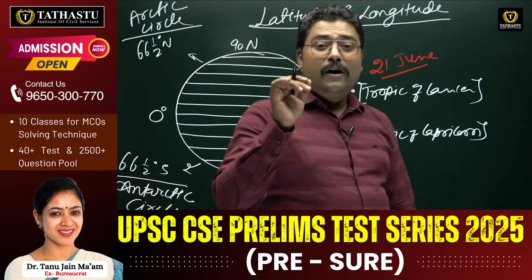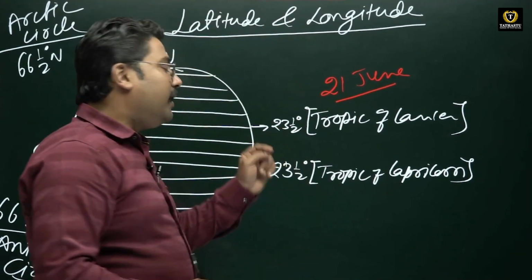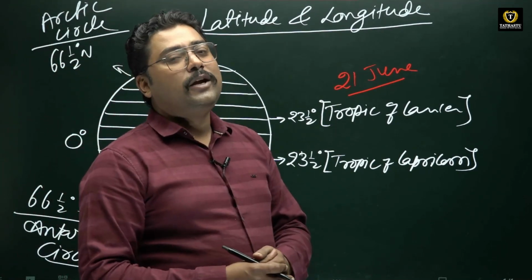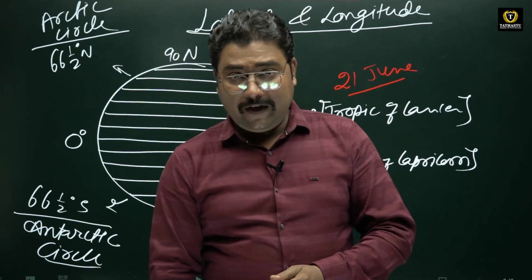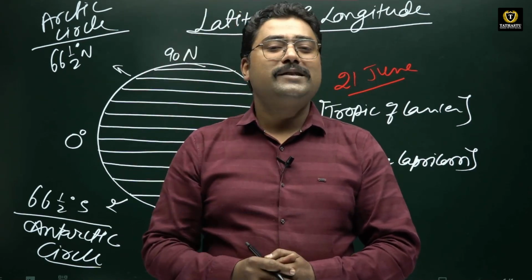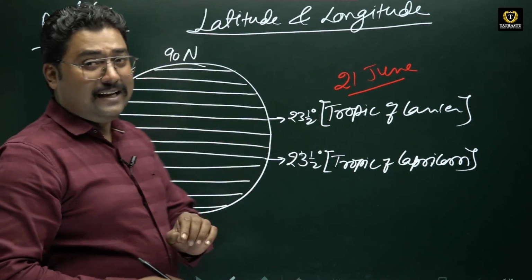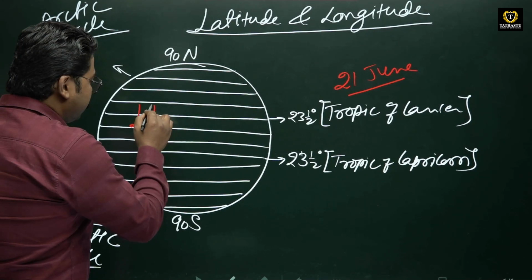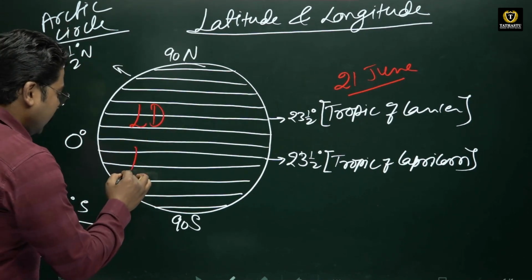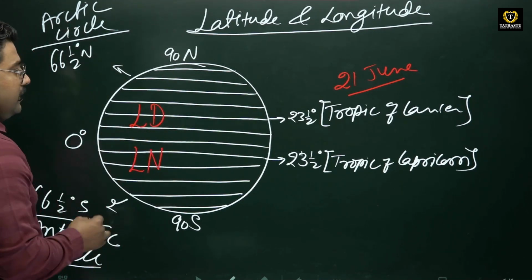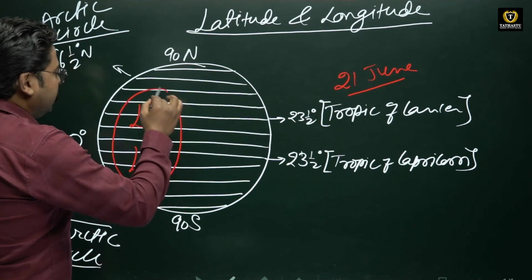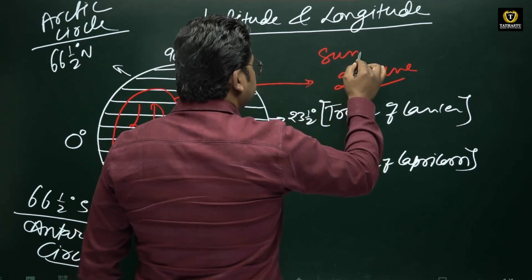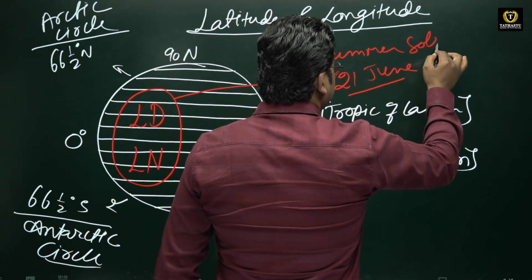Means if a person is standing on 23.5 degree north on 21st June, the shadow during noon will be just below his feet, because the sun will be over his head. And in this case, or during this event, the northern hemisphere experiences longest day and southern hemisphere experiences longest night, and this whole event is considered as summer solstice.